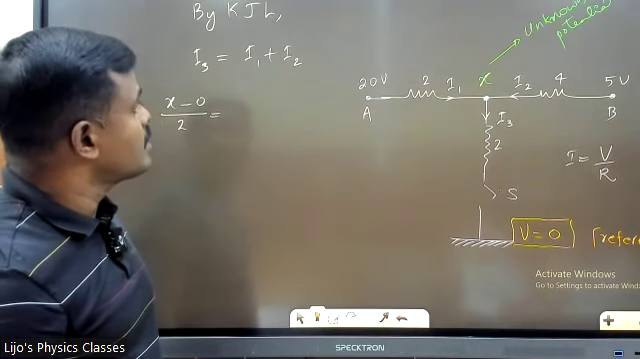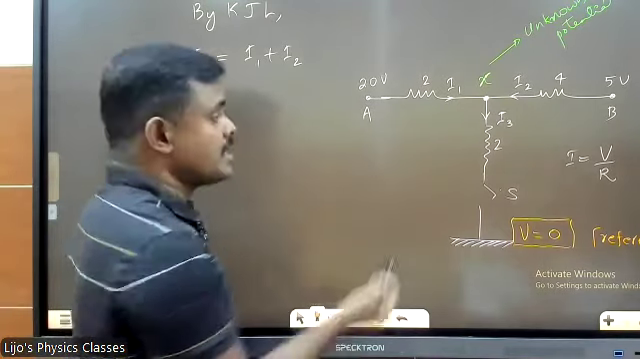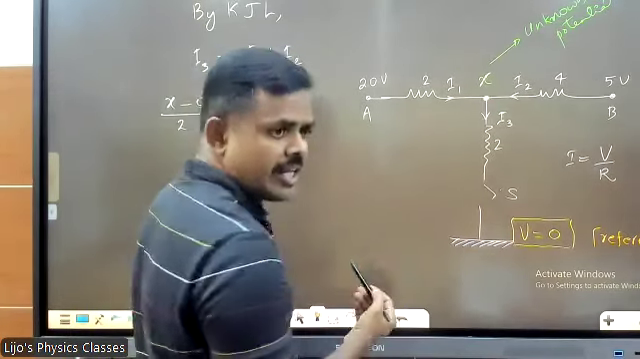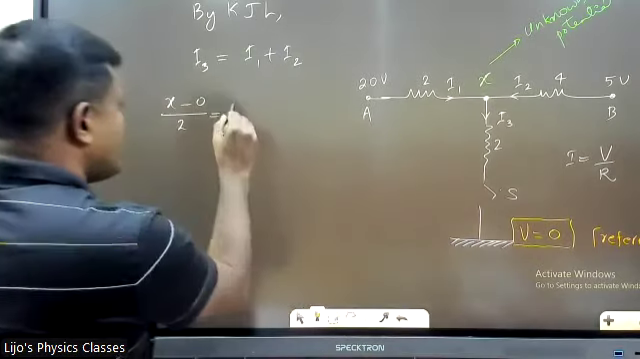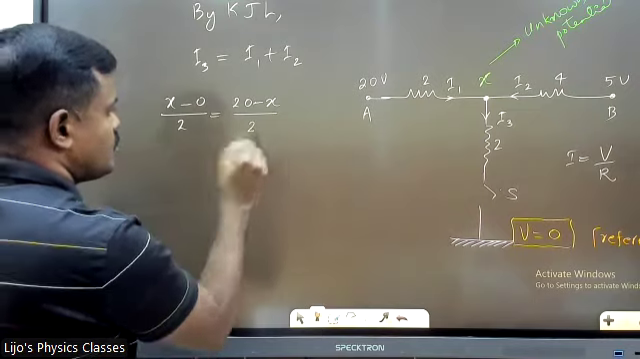How about the second one? I1. Look at current I1. What is the potential difference? Left end is having a potential 20. Right end is having a potential X. So the difference is (20 minus X) divided by 2.